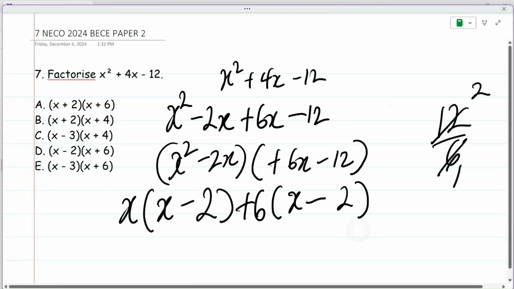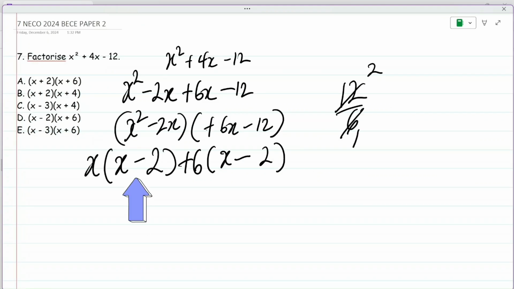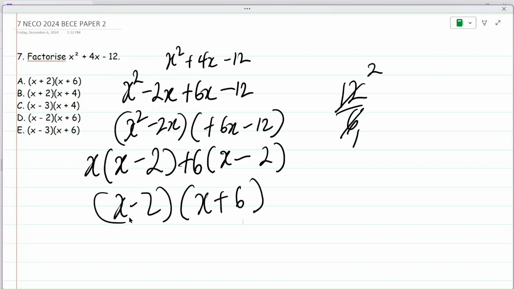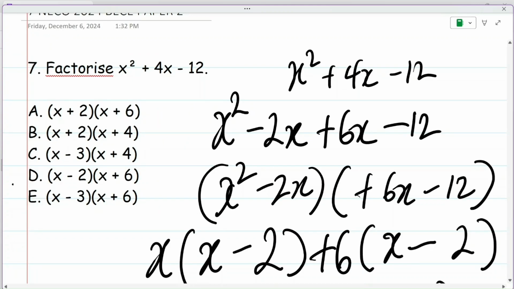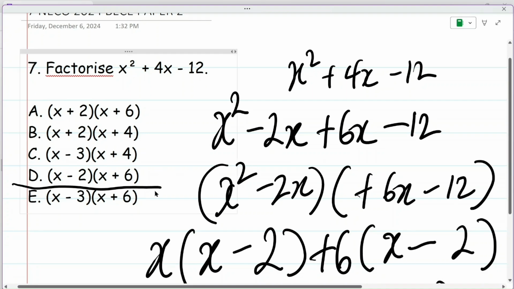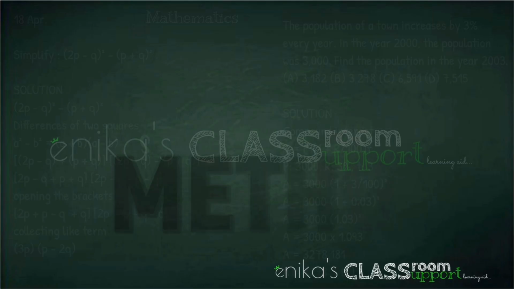You close your bracket. To know you're correct, if whatever is in this bracket is the same as this, know you're on the right path or you're correct. So you take one of them. So you have x minus 2. Take one of these two that are similar. Then you join this x with this plus 6, both outside in another bracket. So you open another bracket, you have x plus 6. You close your brackets. Your answer is x minus 2, x plus 6. From our options, our answer is D, x minus 2, x plus 6.